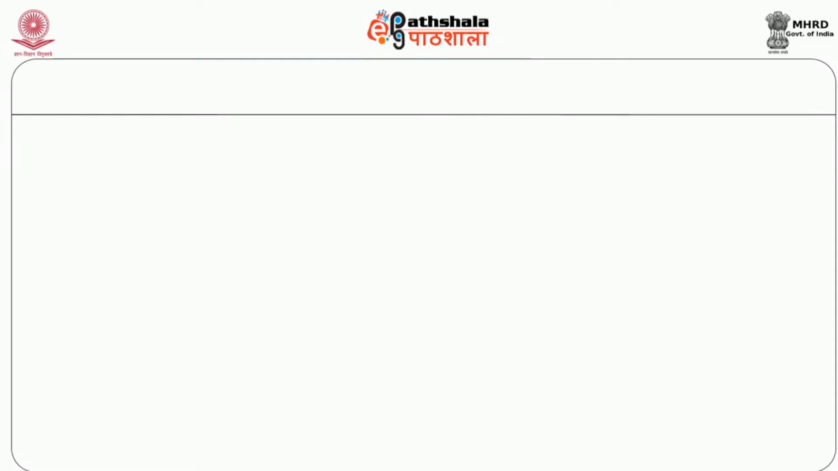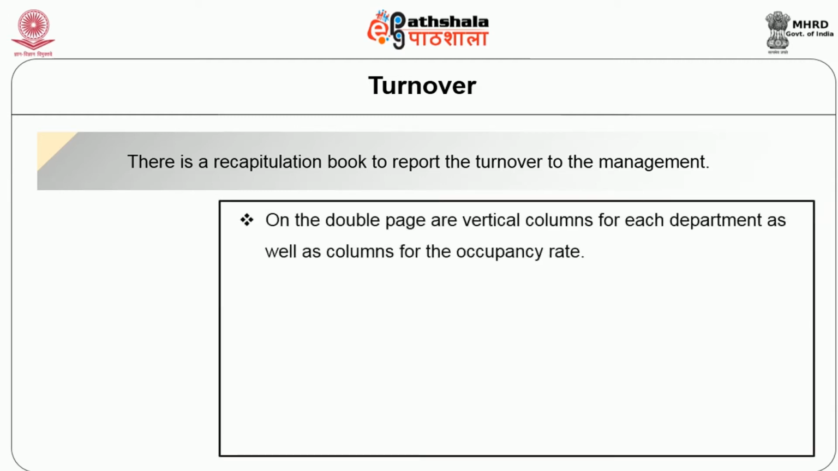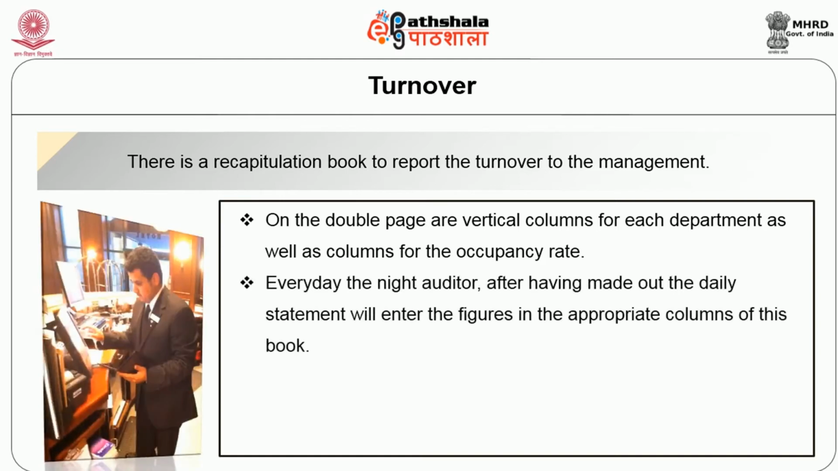So the first one will be the turnover. There is a recapitulation book to report the turnover to the management. On the double page are vertical columns for each department as well as columns for the occupancy rate. Every day the night auditor, after having made out the daily statement, will enter the figures in the appropriate column of this book.